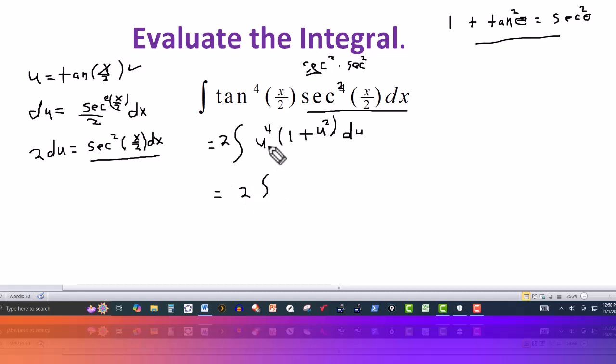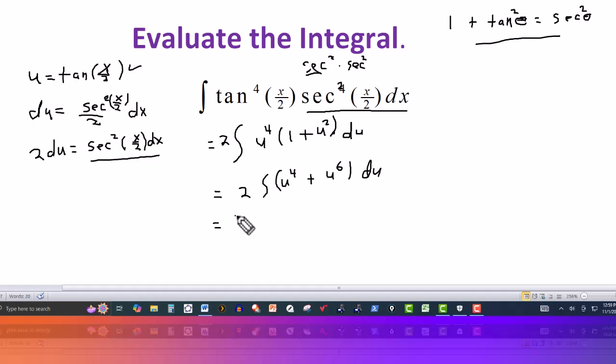So then I got 2 times the integral of, let's just multiply it out: u to the fourth times 1 is u to the fourth, plus u to the fourth times u to the second is u to the sixth, and I got the du. Now this is just basic integration, integrating with respect to u.